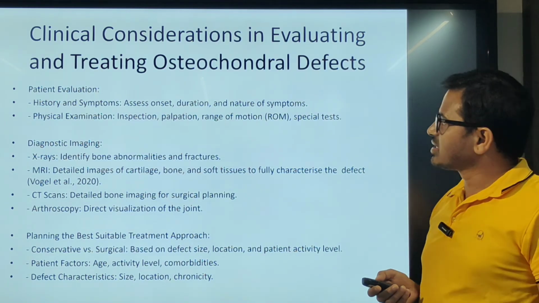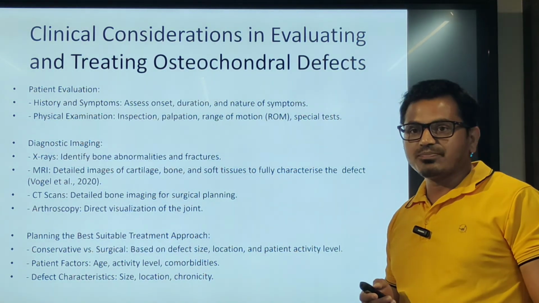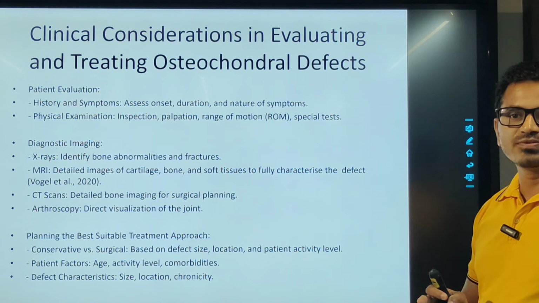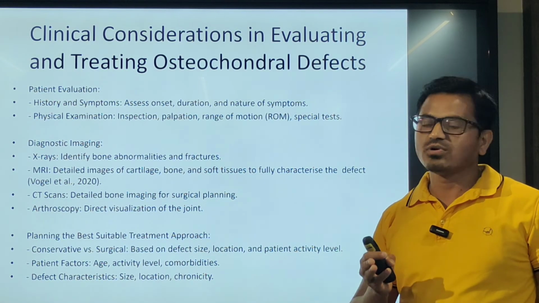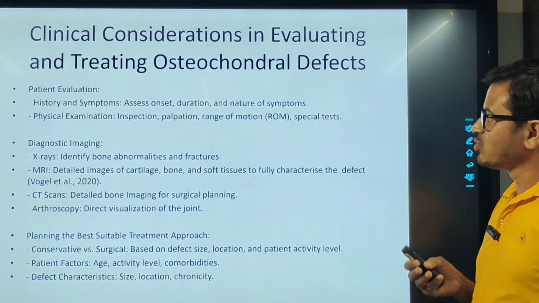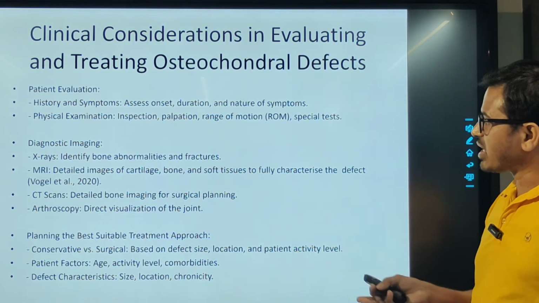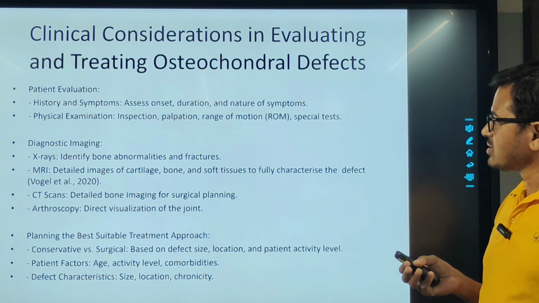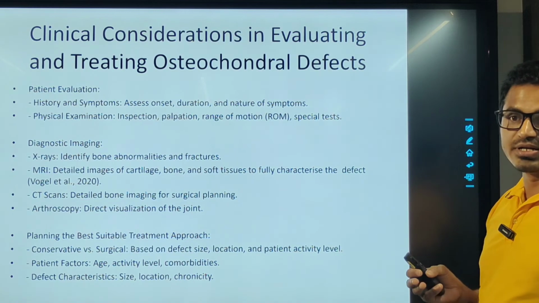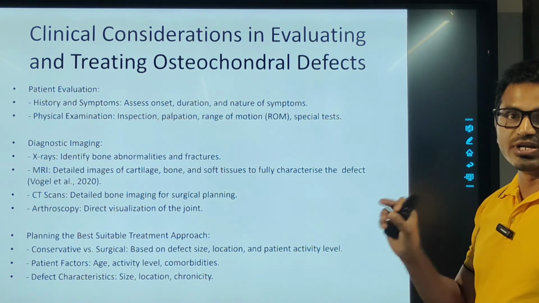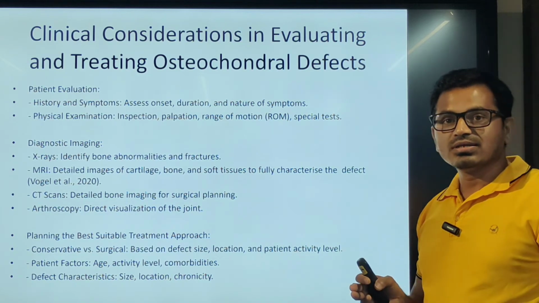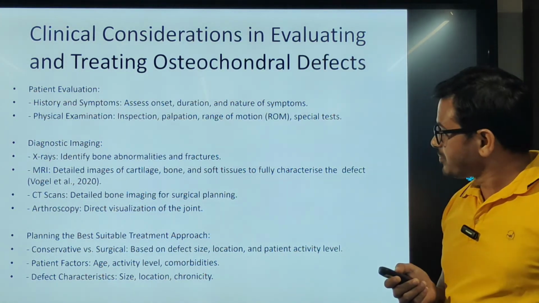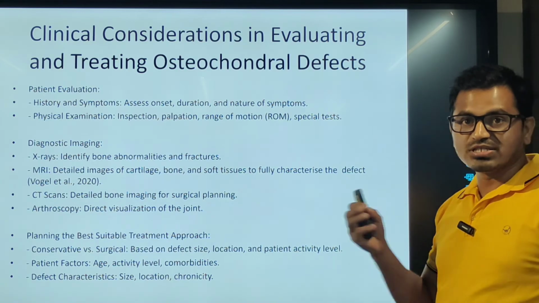So let us discuss clinical considerations. We all know that patient evaluation usually starts with detailed history and physical examination in standard fashion. Diagnostic imaging like X-ray, MRI, CT scan are very crucial in getting detailed information about the defect. Here arthroscopy allows direct visualization, and it is very important for the management part also.